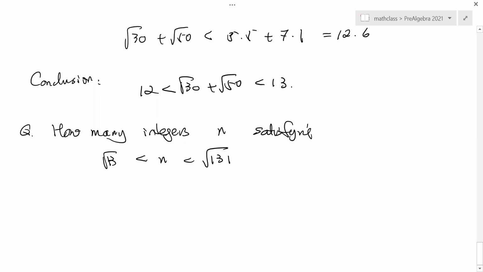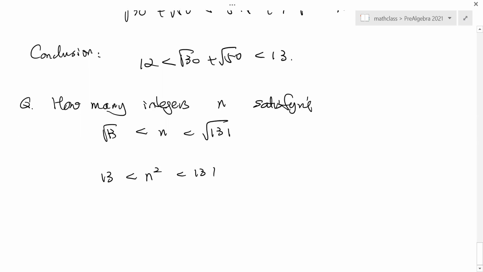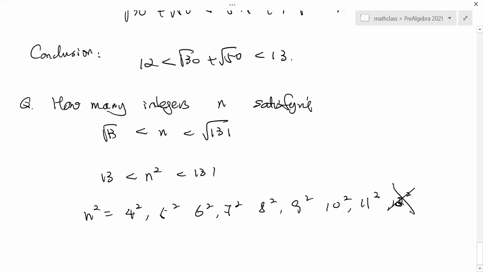Because these two numbers are small, if you want to solve this inequality, you just square it. So you just want to find the perfect squares between those two numbers. I know that 4 squared is 16, then 5 squared, 6 squared, 7 squared, 8 squared, 9 squared, 10 squared, 11 squared, and 12 squared is 144 already, so we stop here.